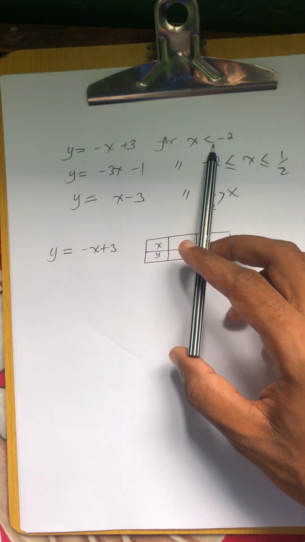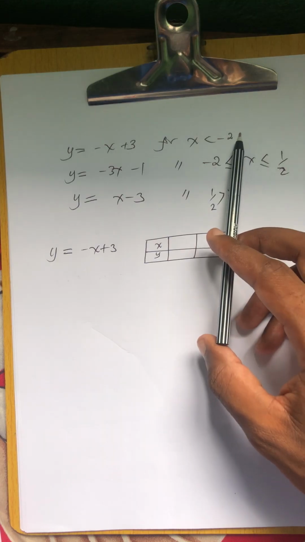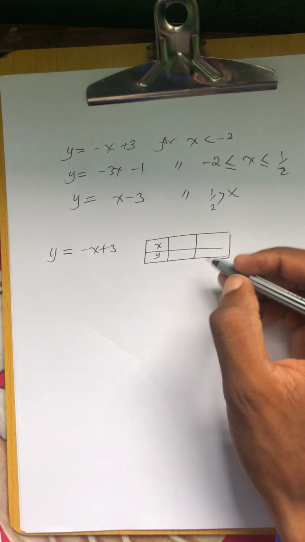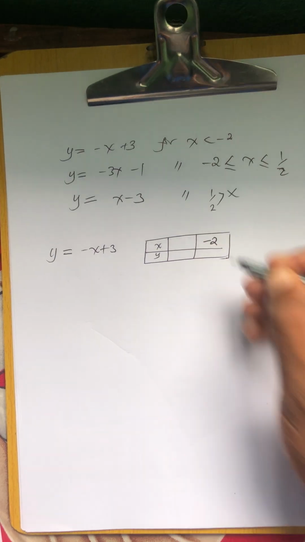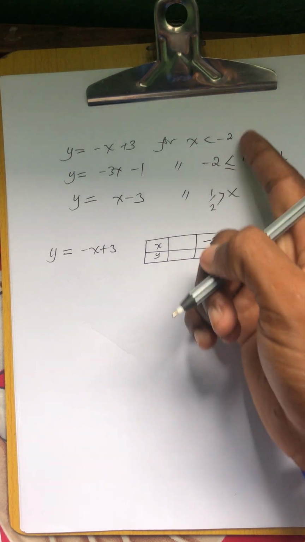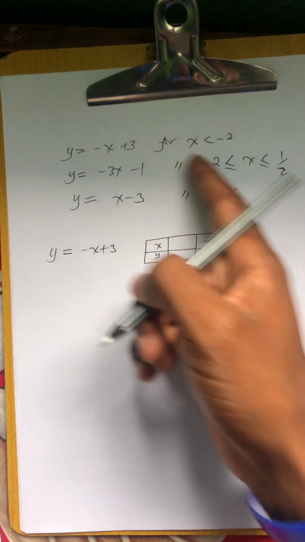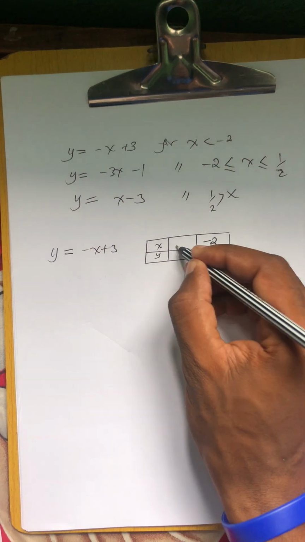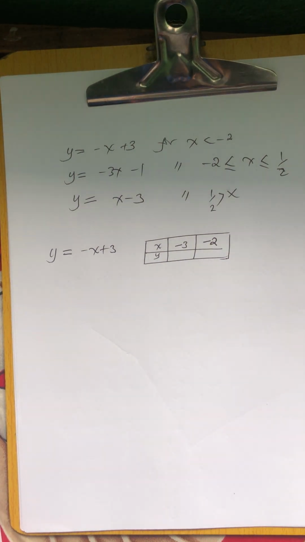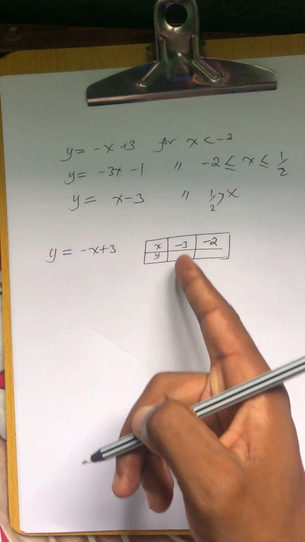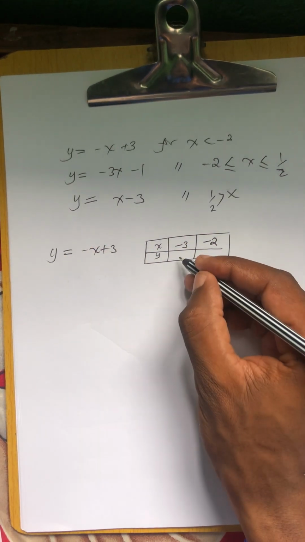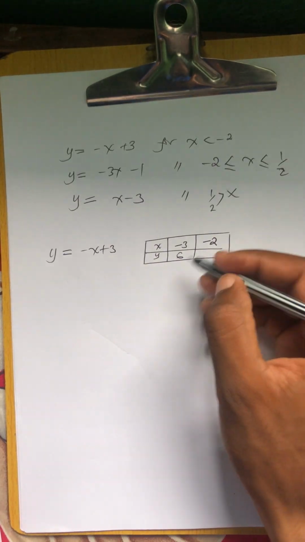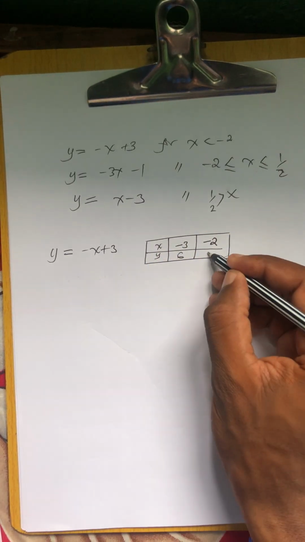So for example, this one, x should be less than what? Less than negative 2, right? So we'll consider putting negative 2, the breakpoint, and a number which is less than negative 2, which is minus 3, like that. If you put 3 there, this one will be positive, then plus 3, there will be 6. Then if you put 2 there, it will be 5.